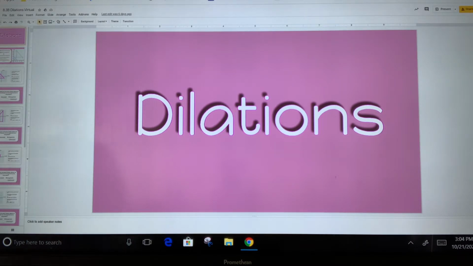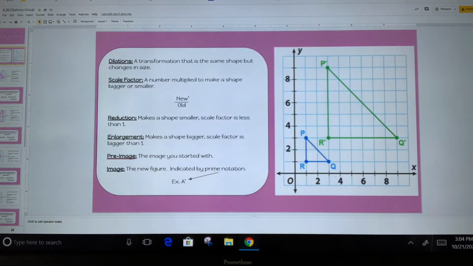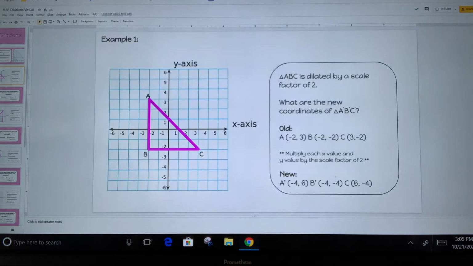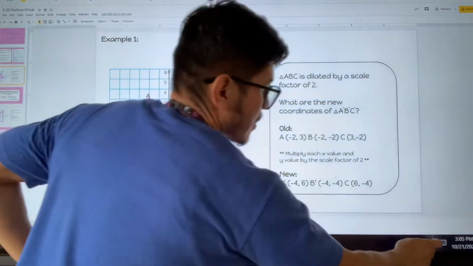So let's go over today's assignment. This is just notes of how to do dilations and definitions, right? So we start with this one. Example number 1, ABC is dilated by a scale factor of 2. What are the new coordinates? So the old coordinates, you can just look and, let me put this.